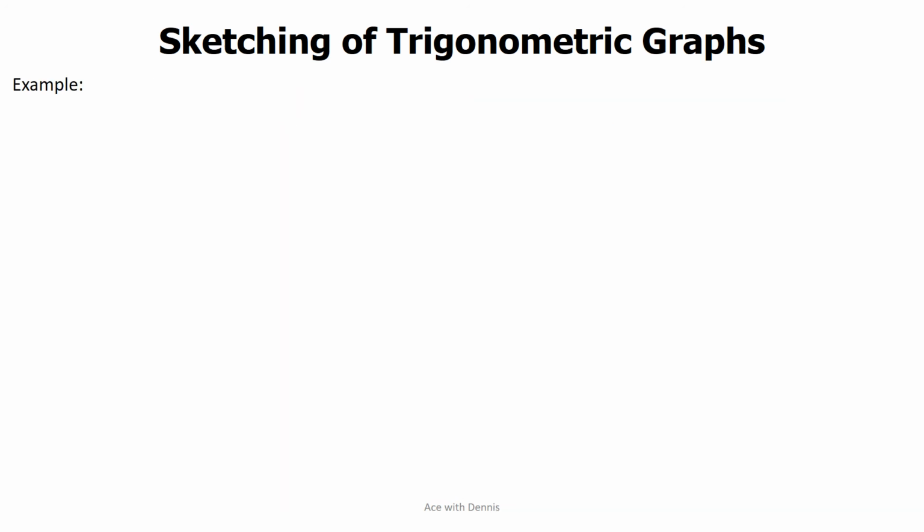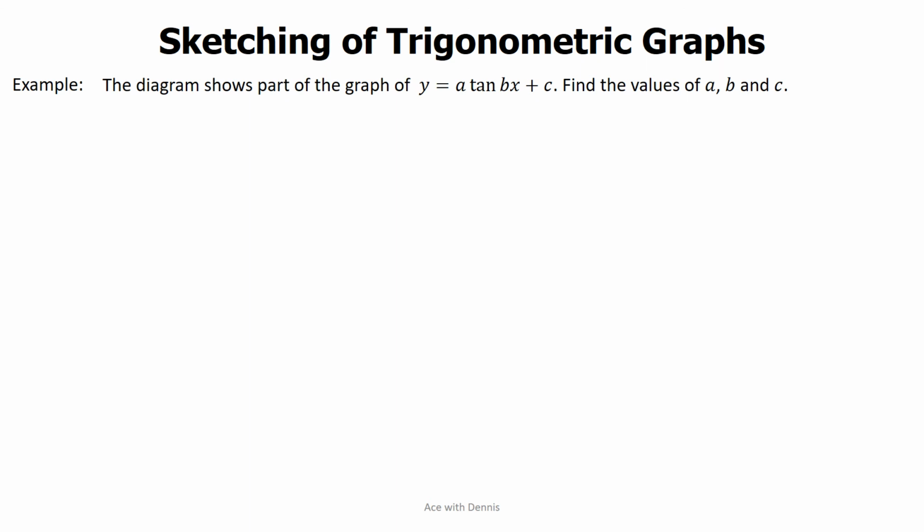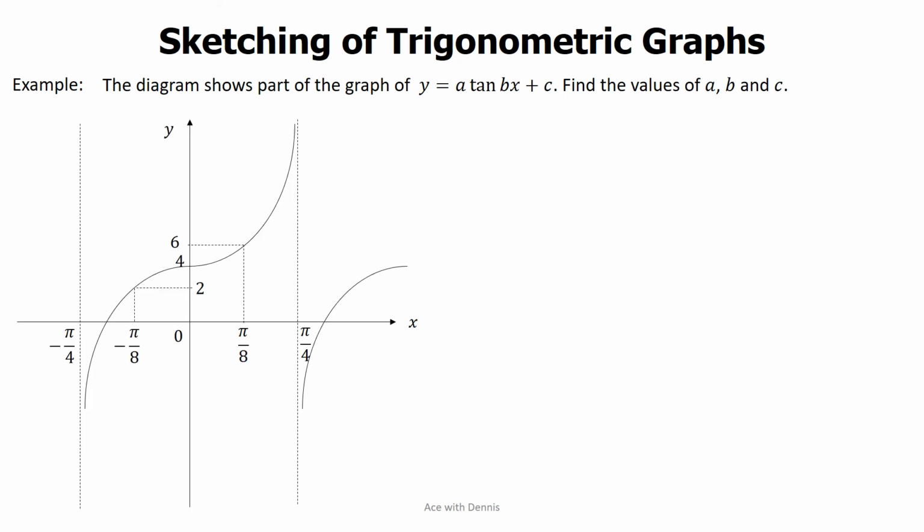Okay, now let's look at one example related to the tangent graph. So here is the question. The diagram shows part of the graph of y equals a tangent bx plus c. Find the values of a, b, and c. So this is the diagram. How do we find the values of a, b, and c?